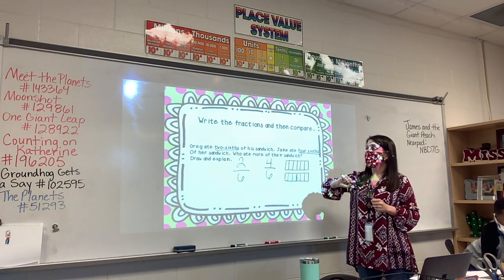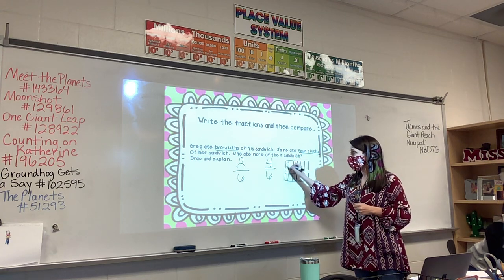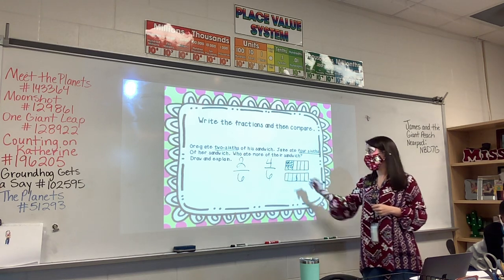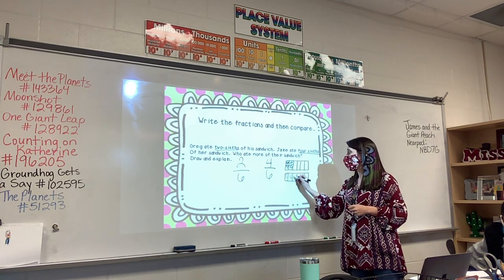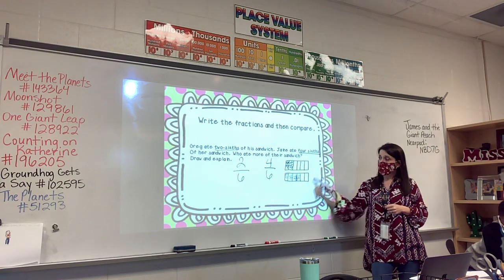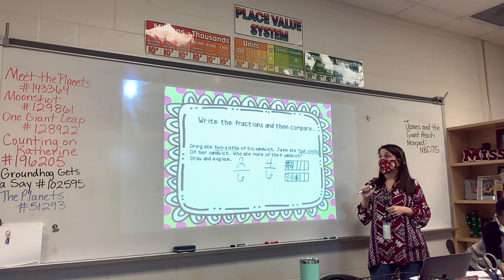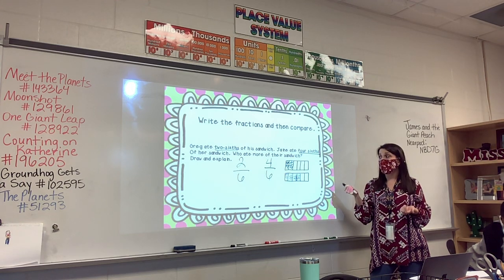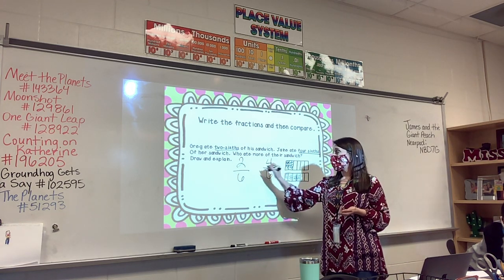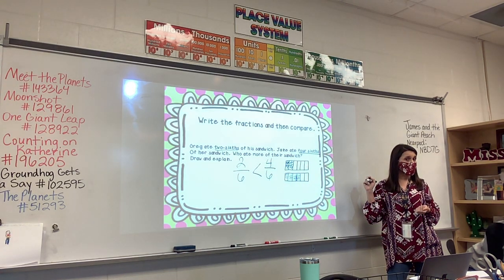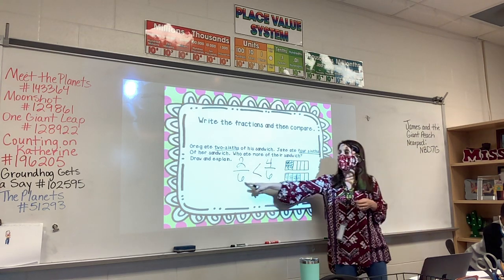Okay, so it says Greg ate 2/6. I'm going to color in 2/6. And then it said that Janie ate 4/6. I'm going to color in 4. Now, looking at our picture, who ate more? Janie ate more. She ate 4 out of her 6 pieces. So that's the greater fraction. Well, they're not both even, but they are both dividing the same parts.